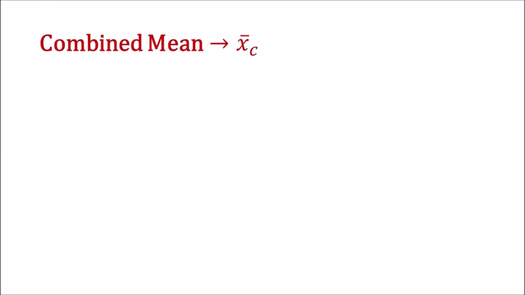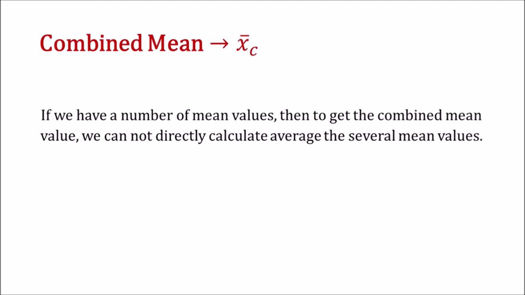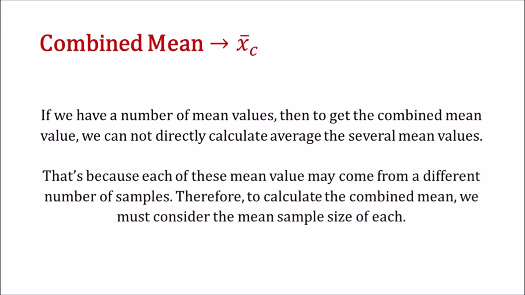Combined mean. If we have a number of mean values, then to get the combined mean value, we cannot directly calculate the average of the several mean values. That's because each of these mean values may come from a different number of samples. Therefore, to calculate the combined mean, we must consider the sample size of each.